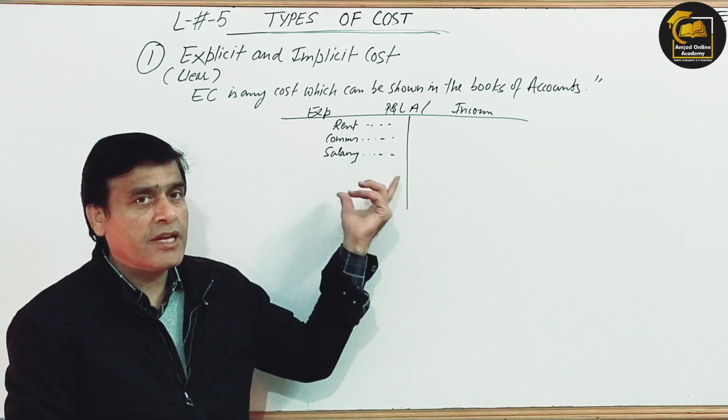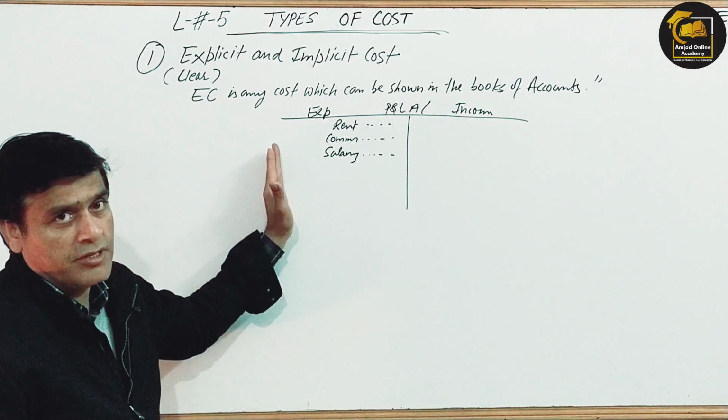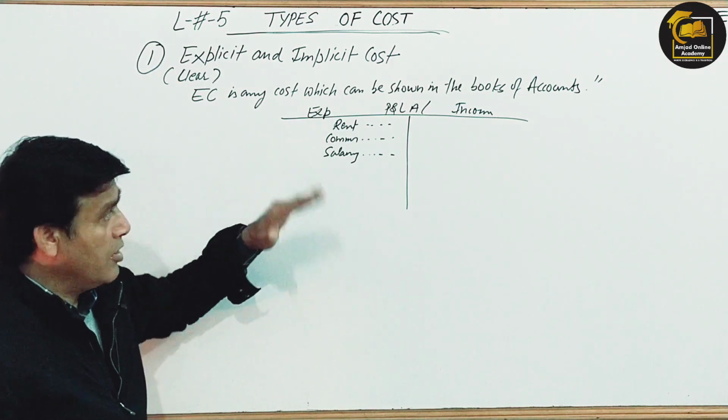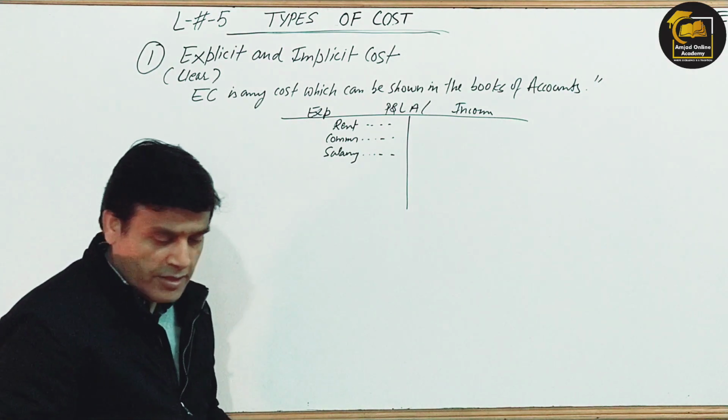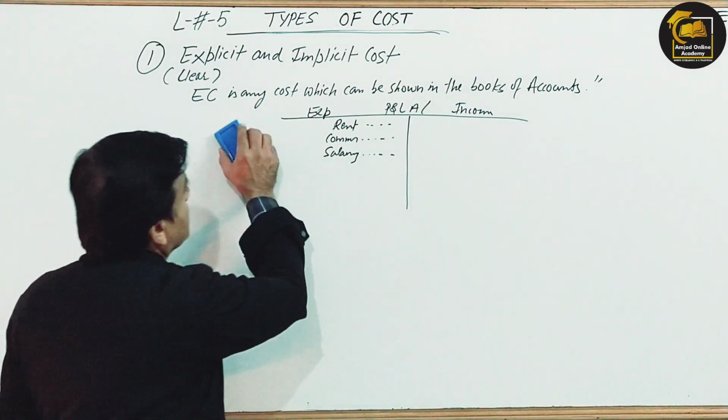The cost which can be shown in the books of account, that is actually the explicit cost. Now we are coming to the other part, the counterpart of that: the cost which cannot be shown.